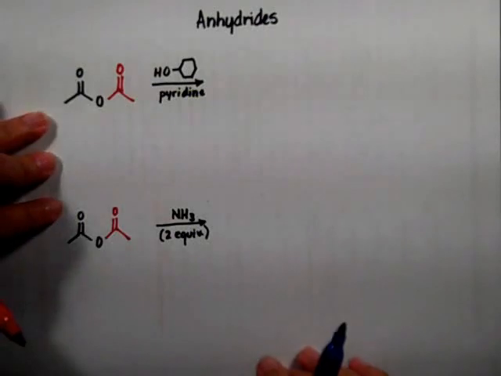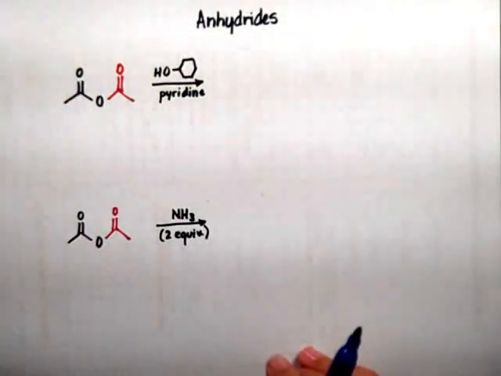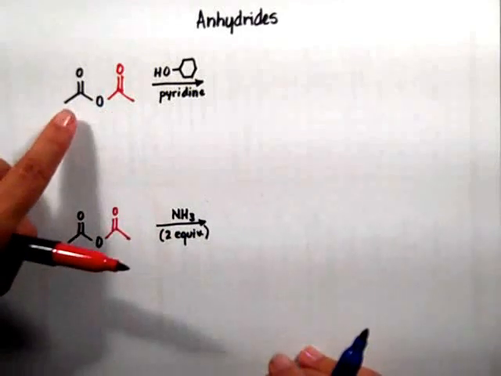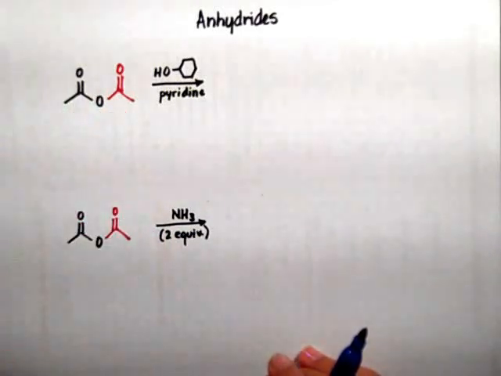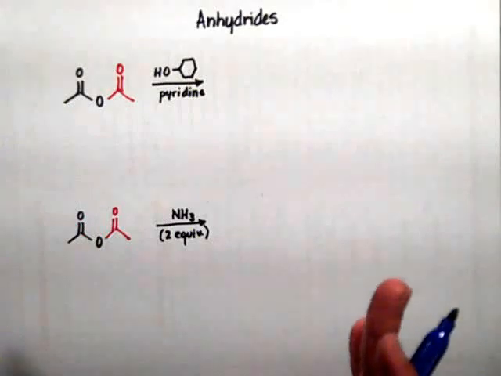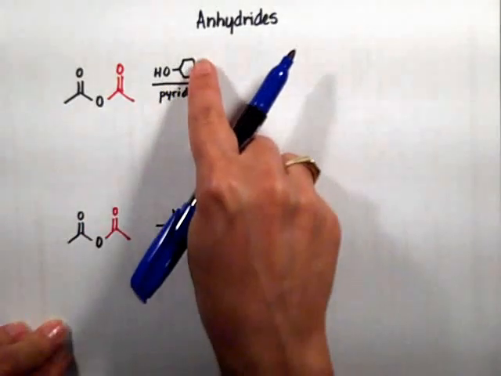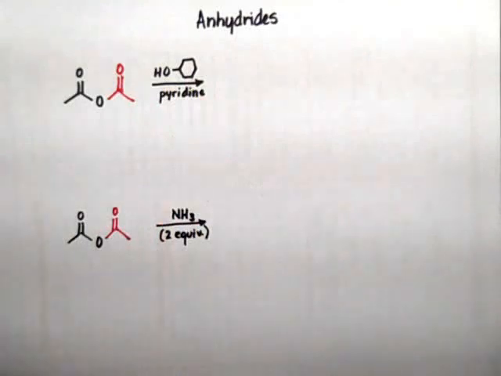But I've decided to actually do 2 reactions of anhydride so that you see what I mean. And I have actually put the 2 different carbonyls, one in black and one in red, because there's going to be a difference in what they're going to be doing. So the first reaction, I take my anhydride and I react it with an alcohol.